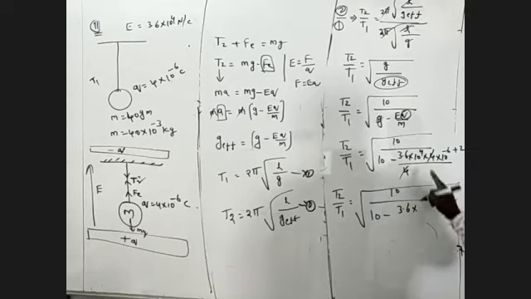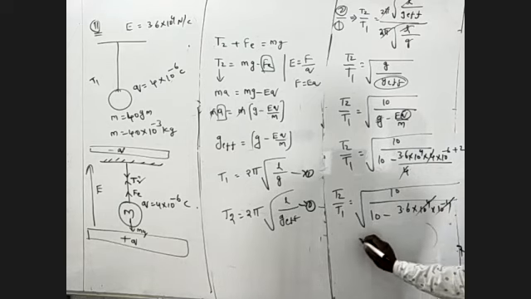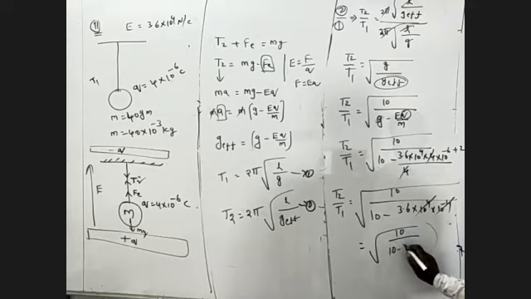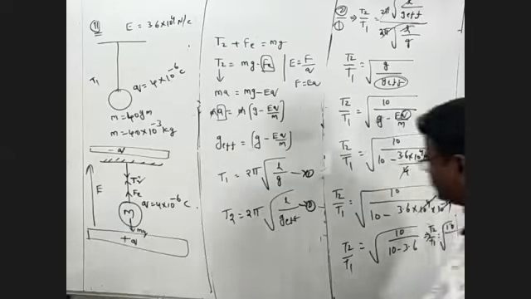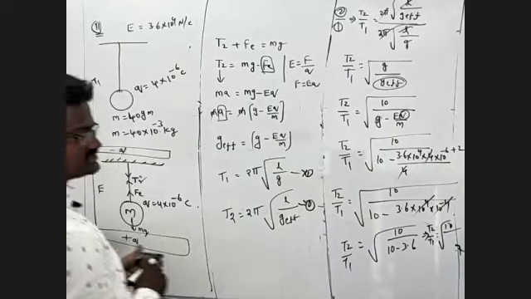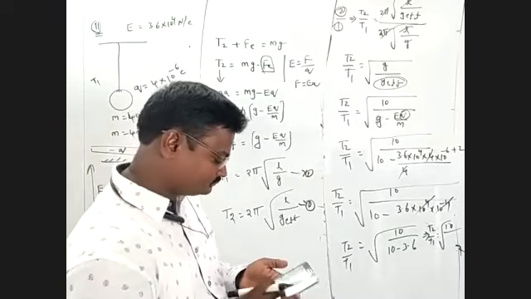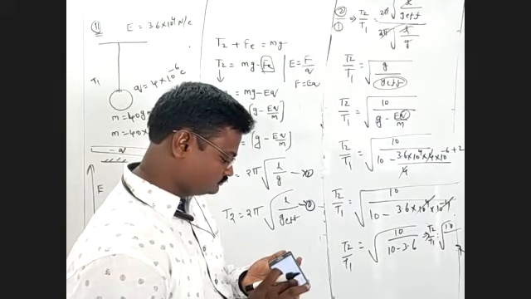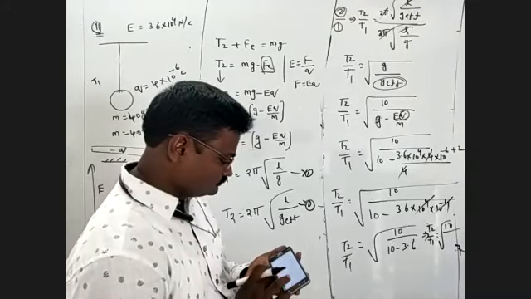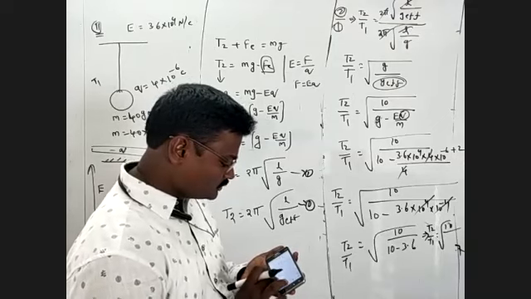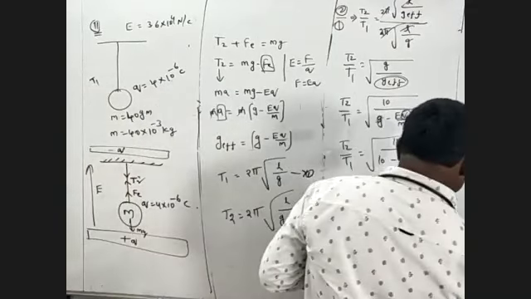This is 3.6 into 10 power of 4 into 10 power of minus 4. They cancel each other, so now it is 10 by 10 minus 3.6. This is T2 by T1. So T2 by T1 is equal to root of 10 by 10 minus 3.6, that is 10 by 6.4.